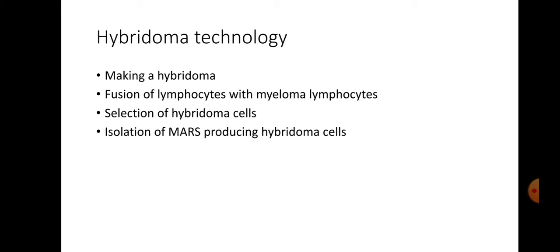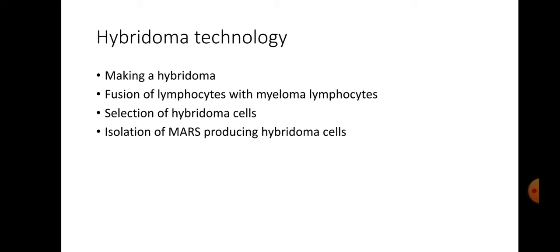HPRT negative myeloma cell line is such an example. In order to prevent myeloma cell lines from producing antibodies, we are using a mutant type of myeloma cell line known as HPRT negative myeloma cell lines. What are these HPRT negative myeloma cell lines?